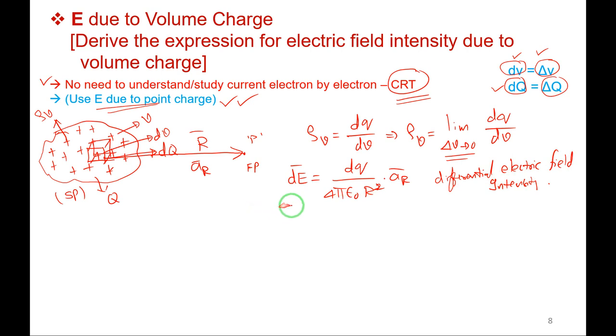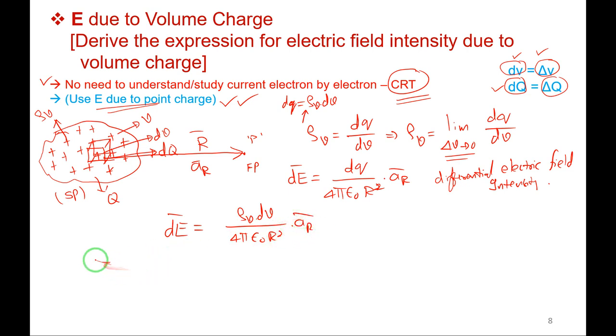Right? Okay, but I want to find the total electric field intensity at this point P due to this entire volume. So I have to integrate throughout the entire volume, so we'll make use of integration. Before that, once again, what is dq? Rho v is equal to dq by dV, so dq is equal to rho v into dV. I will substitute here: dE is equal to rho v into dV divided by 4 pi epsilon naught r square into ar vector.